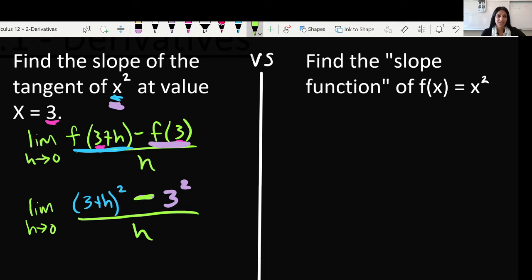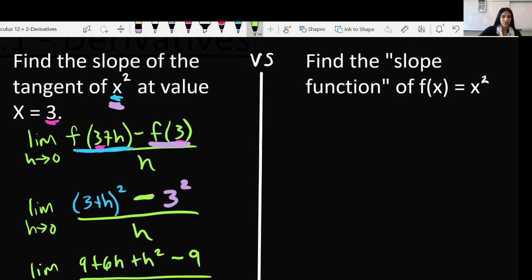Again, we've been doing this actually for quite a few lessons, so I am going to skip some steps. Just a reminder, this means 3 plus h times 3 plus h, and we would FOIL out and distribute all those values. After doing all that work, we would get 9 plus 6h plus h squared minus 9, and the whole thing would be over this value of h. To make this super clear, this 3 plus h squared is where I'm getting all of this from, and this minus 3 squared is where I'm getting this from.